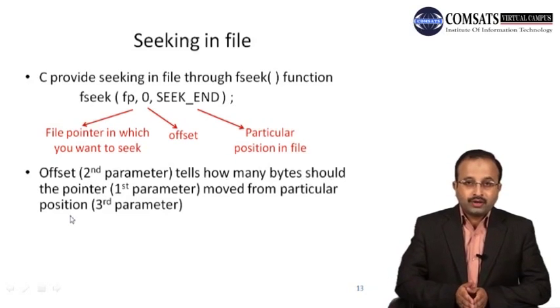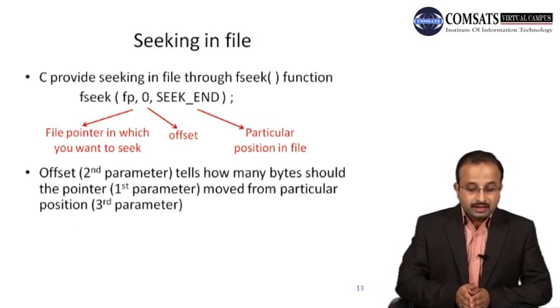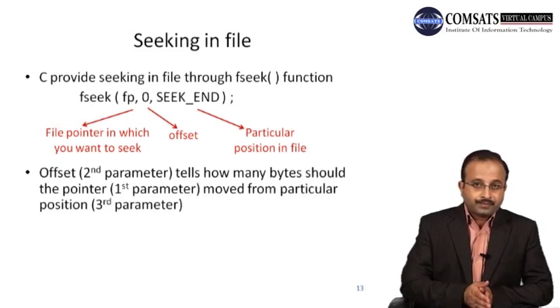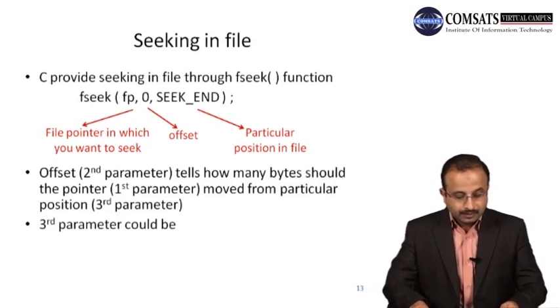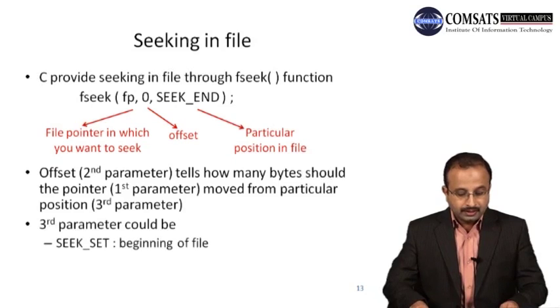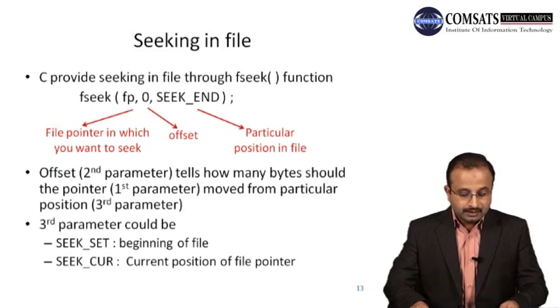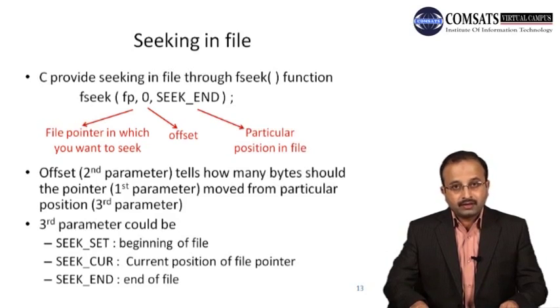एक particular position पे pointer, if the offset is negative, the pointer moves backward, and if it is positive, the pointer moves forward. The third parameter could be SEEK_SET, that is the beginning of the file, SEEK_CUR, that is the current position of the file pointer, and SEEK_END, that is the end of the file.